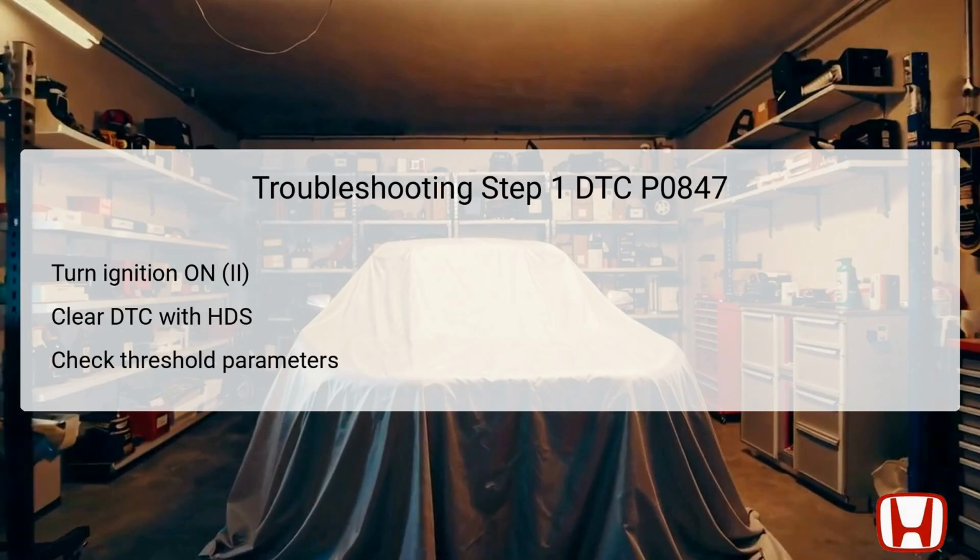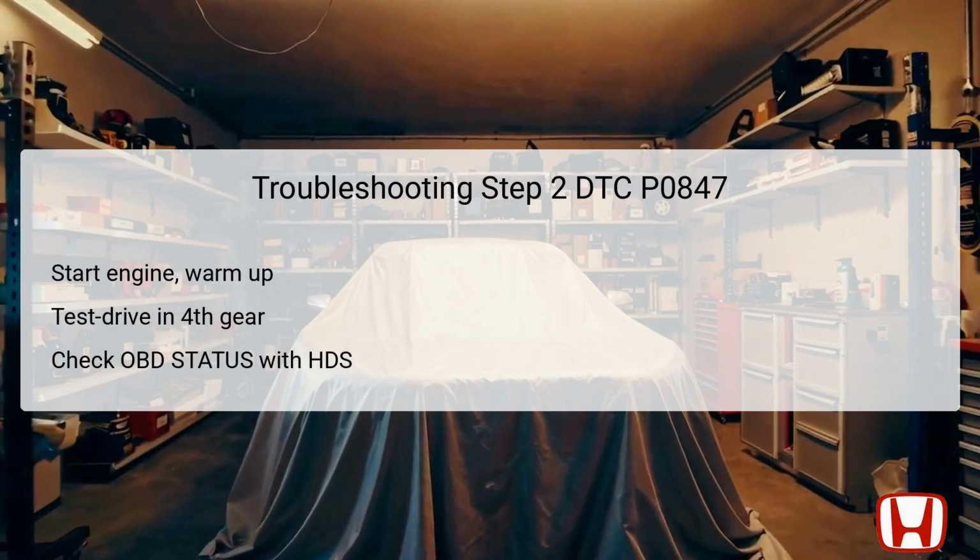Following this, it's essential to check specified threshold parameters for the third pressure switch using the HDS. This involves monitoring different values, such as the current signal from the switch, to determine if they match expected operational thresholds. If these values indicate that the switch is functioning properly, the technician can proceed to the second troubleshooting step. However, if they do not match, further investigation into the electrical circuit will be necessary.